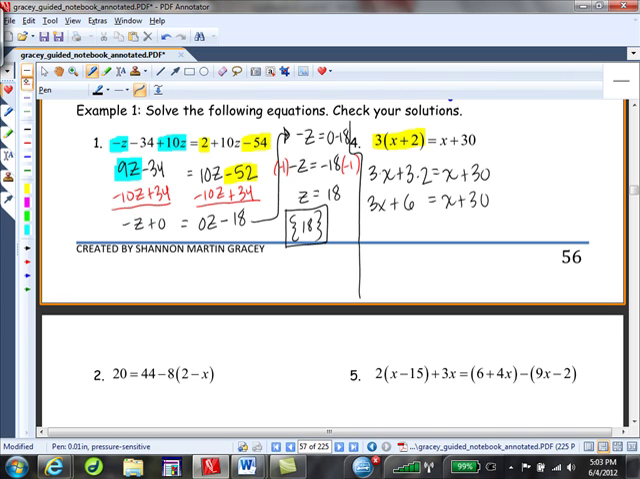Now, again, make a decision. What side do you want everything to be on? So I decided I wanted the x's on the left. So if I subtract x from both sides and I subtract 6, because I need to get this 6 out of here, I'll be good to go.